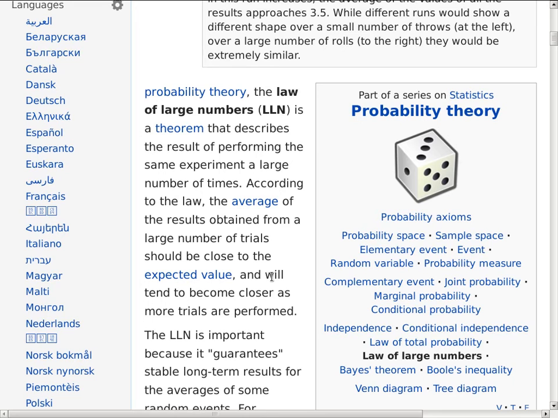So that's basically what this theorem is saying, okay? The observed average should approach the theoretical average as the number of samples increases. That's basically all it's saying, okay? There's not much else to talk about, except that that's the theorem.